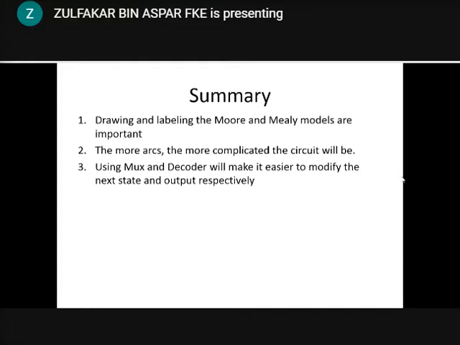You don't necessarily need to use K-map if you are allowed to use multiplexer and decoder. It saves a lot of time, and if there is any error, it's easier to modify the circuit compared to if you build K-map, find the minimized equation, and build the SOP or POS.